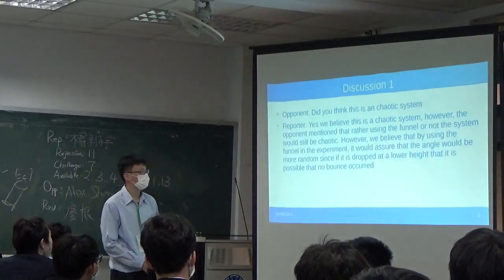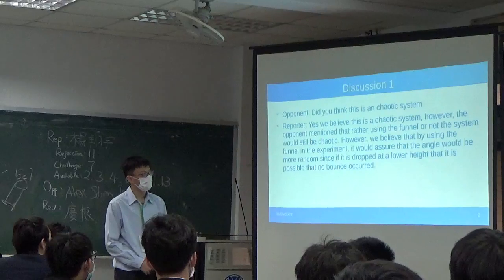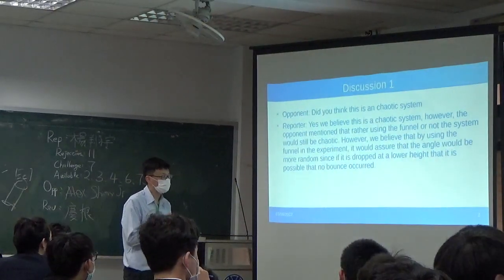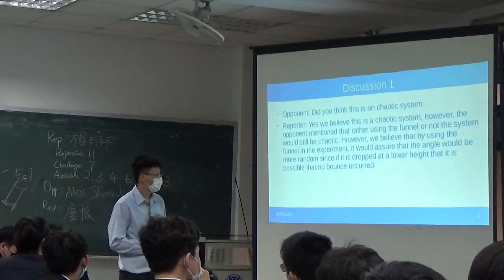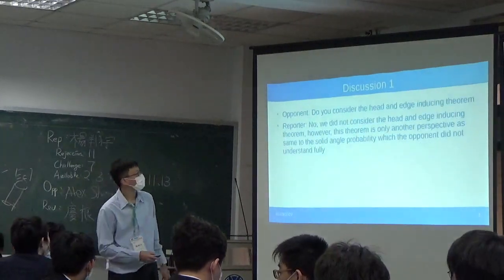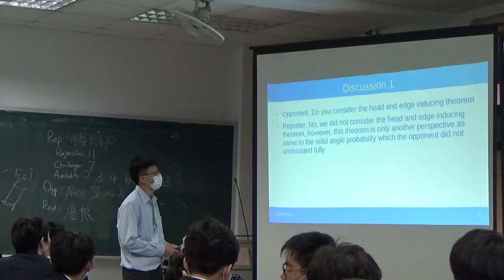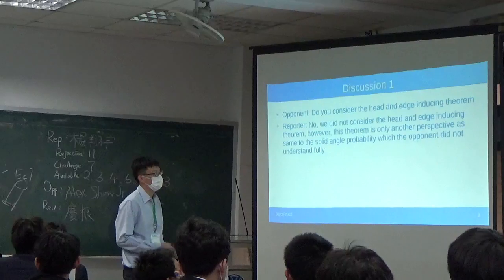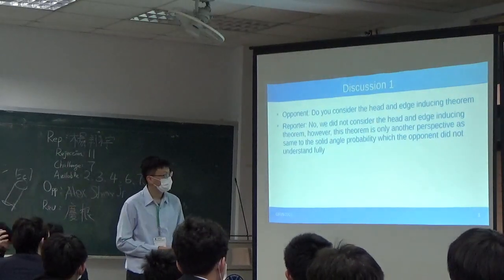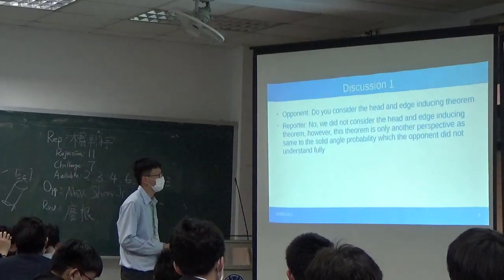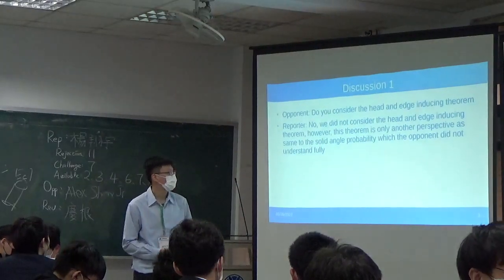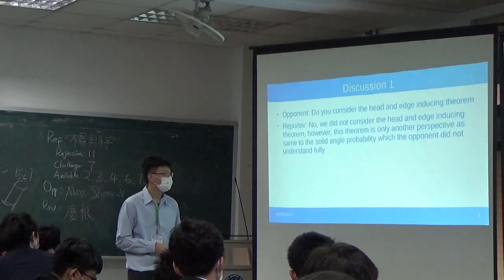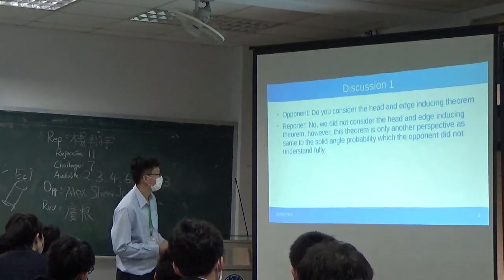However, we believe that by using a funnel in the experiment, it will assure that the angle would be more random, since it is dropped from a lower height, so it is possible that no bounce occurs. The opponent asked, did you consider the head and edge, included in a theorem? The reporters said no, we did not consider the head and edge. However, this theorem is only another perspective, the same as the solid angle probability, which the opponent did not understand fully.